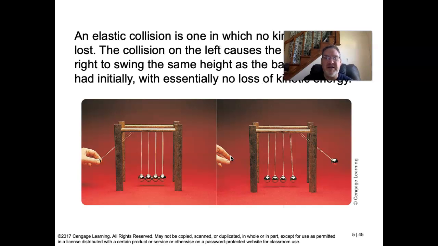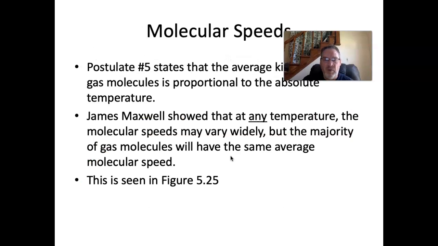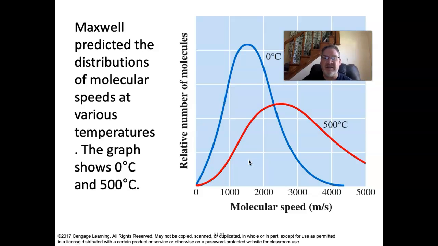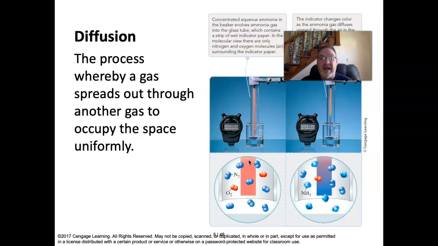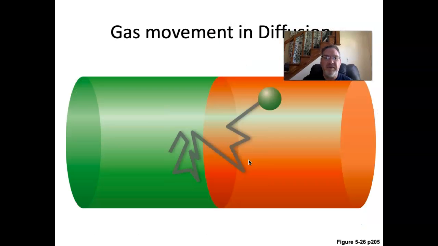And as we continue on, we're going to look at properties based on this postulate: James Maxwell and speeds of gas molecules. And this is the important statement. The majority of the gas molecules at any temperature have the same average molecular speed. And you can actually see that in his curves here. The idea of diffusion, think about how aromas fill a room. Same idea with this property.